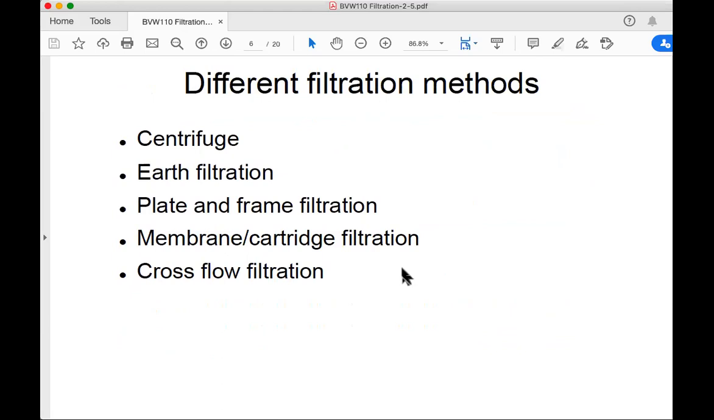Okay, next we'll go through some of the most common filtration methods. Any questions? Let me just pause for a moment and give you a chance to ask some questions.